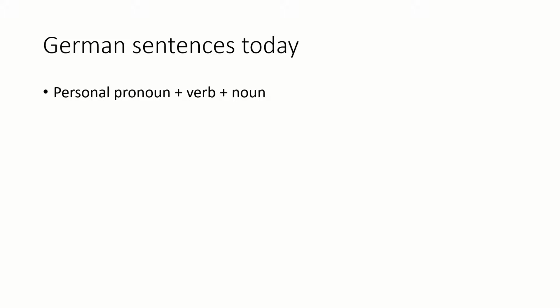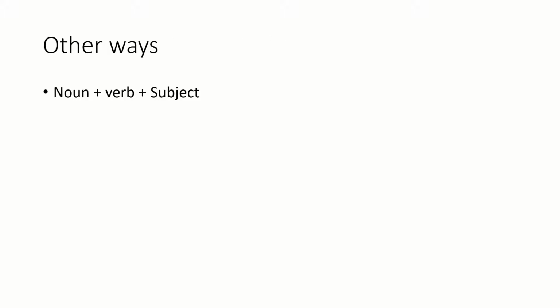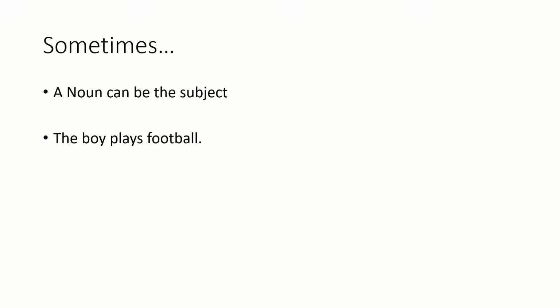So today, we'll be learning how to use a personal pronoun as the subject, a verb in the middle, and then a noun at the end. There are other ways to write sentences in German. You can have the noun first, and then the verb, and then the subject. And sometimes a noun can be the subject, like "the boy plays football." The boy is a noun, and that takes the place of the subject.